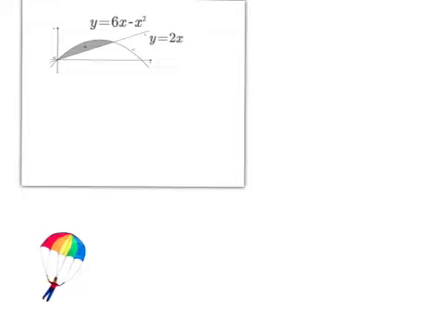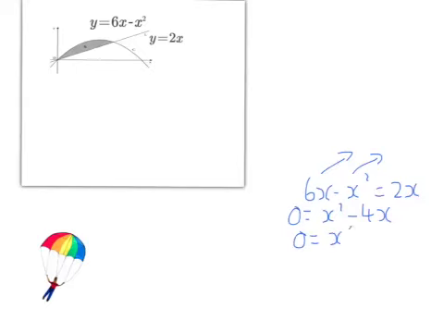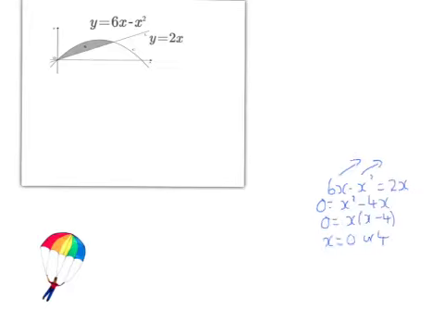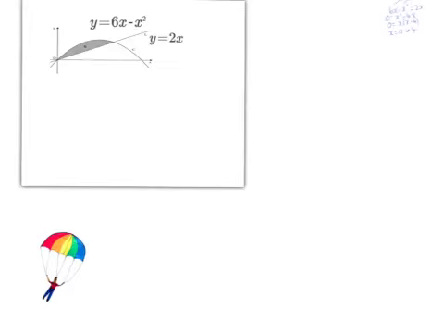So first thing we're going to do is find out where they cross. So that's just a nice little easy simultaneous equation. I'm going to move everything over to the other side. I'm going to get x squared, 2x minus 6x is minus 4x. Factorise out my x, and I'm going to get they're crossing at 0 or 4. Okay, let's move that over. They're crossing at 0 or 4.